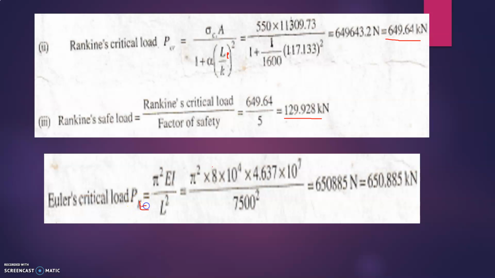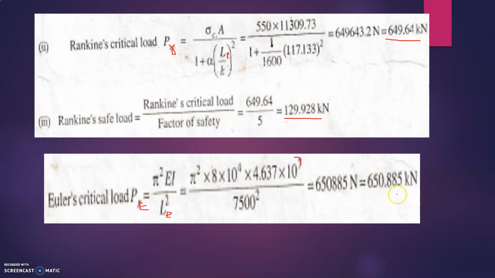Now we'll use Euler's formula to find the critical load or crippling load, that is PE, and this is PR, you can say Rankine's law. So the formula is pi square EI divided by LE square. Substitute the values you have: pi square into E is given 8 into 10 raised to 4, into I, the calculated value, 4.637 into 10 raised to 7, divided by LE square, 7500 whole square.